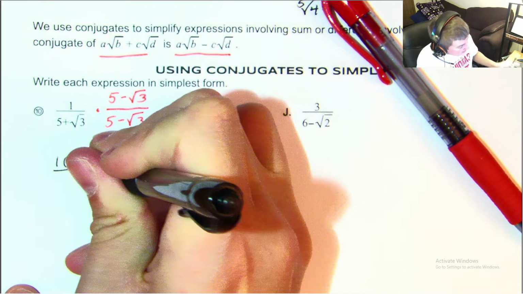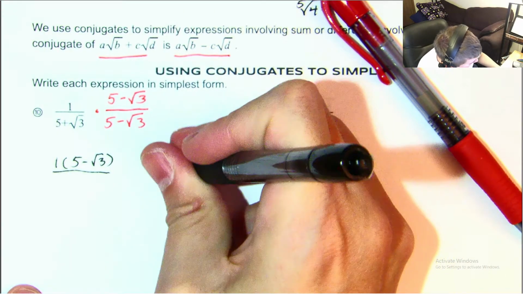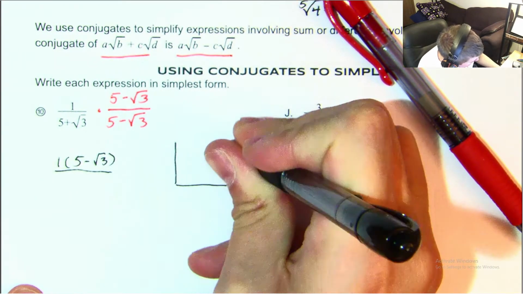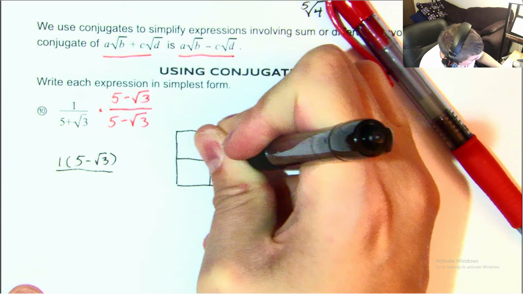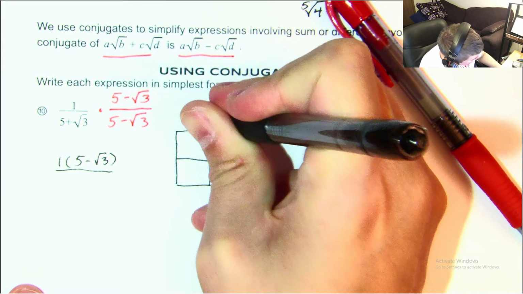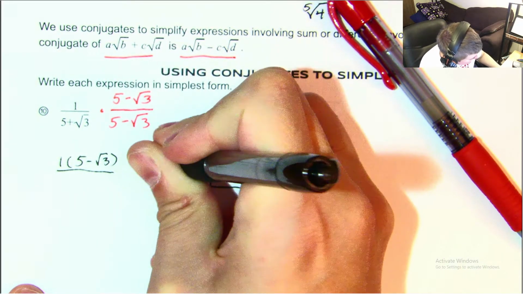But the bottom is going to be a little more complicated. So we have two terms. Let's go ahead and just use our box method of multiplication that we've used all year and all last semester as well. 5 plus the square root of 3. 5 minus the square root of 3.